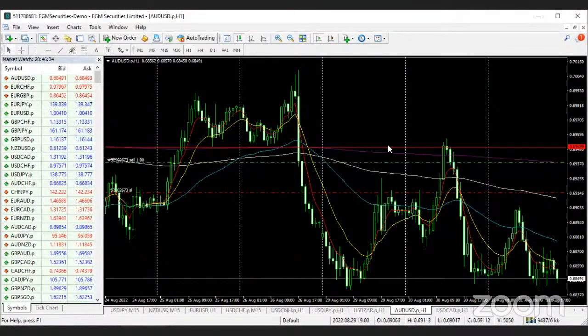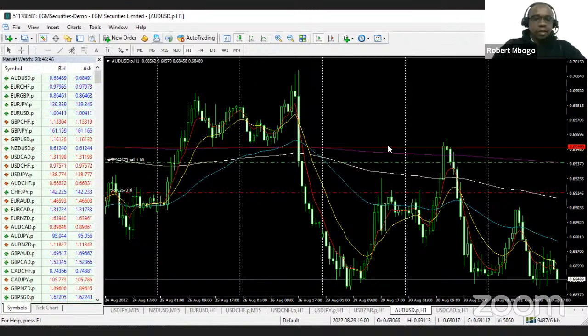And maybe the last question before we close, Kelvin is asking what an evening star is. Maybe you can point out this evening star setup to have him understand what we mean by that.